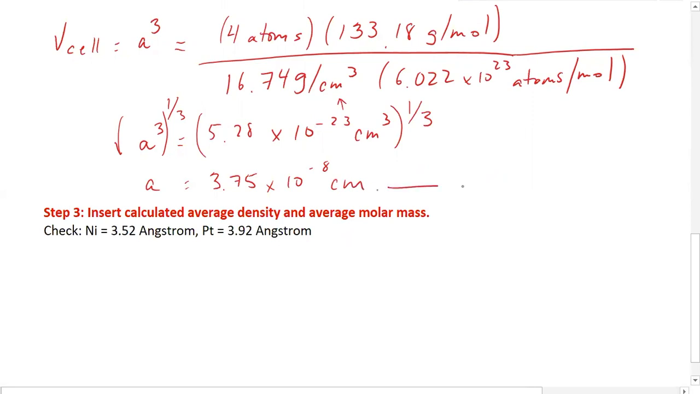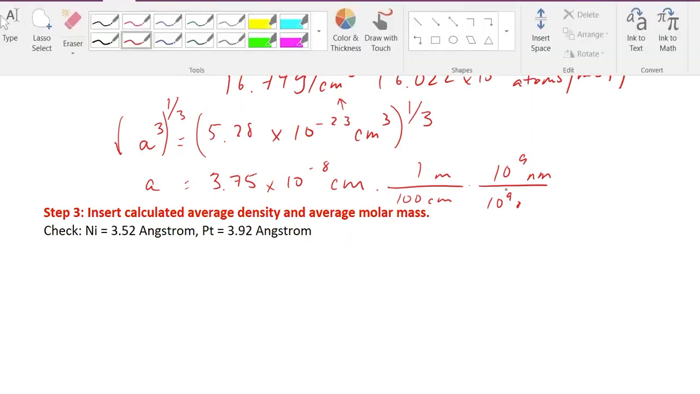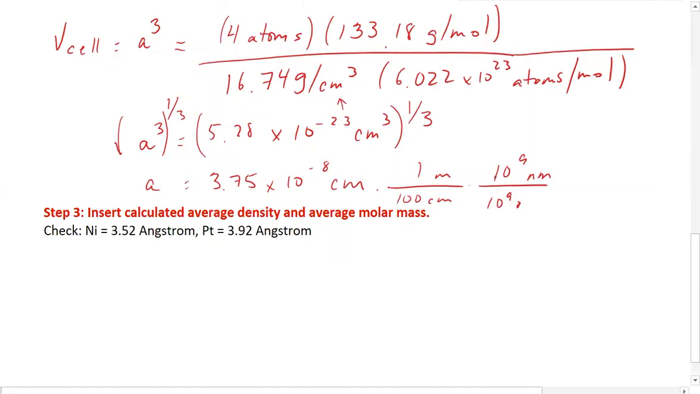And we can convert from centimeters to meters. And we know that there is 10 to the 9 nanometers in 1 meter to get 0.375 nanometers or 3.75 angstroms.